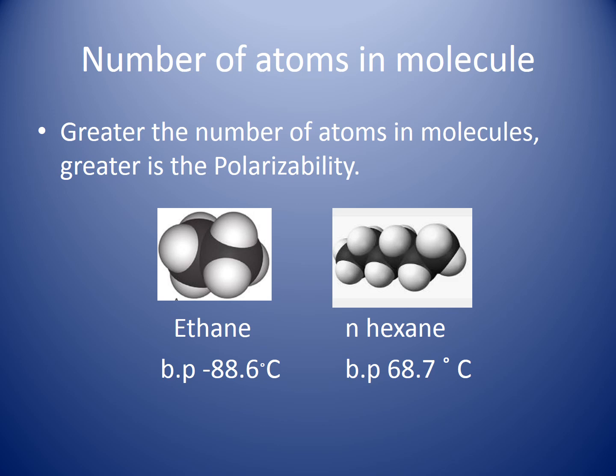Whereas in case of N-hexane, whose boiling point is 68.7 degrees, that means it has larger number of atoms in the molecule, 6 carbon atoms and 14 hydrogen atoms, which gives a larger area of interaction with the other molecules. So it may develop forces of attraction and hence has a higher boiling point.